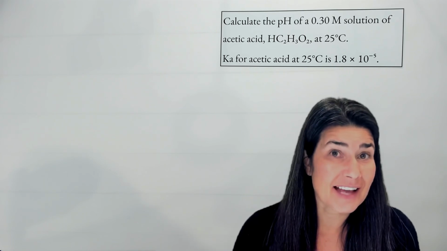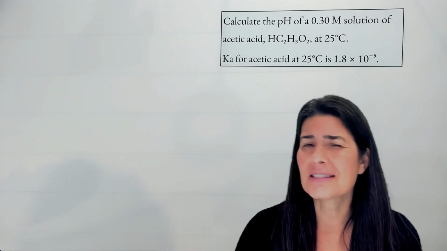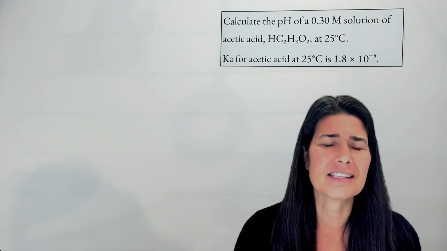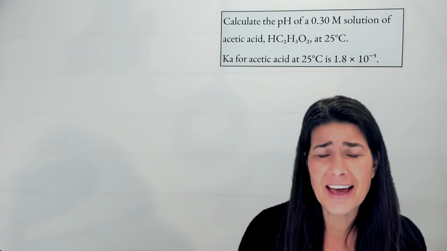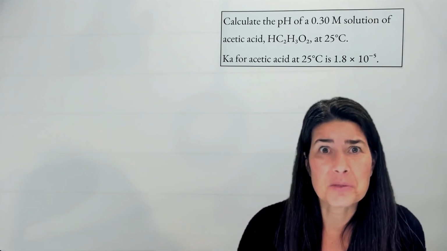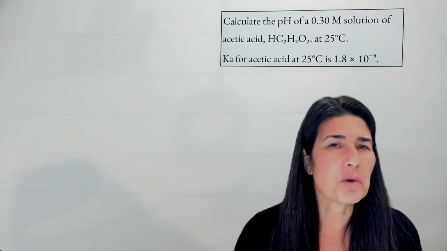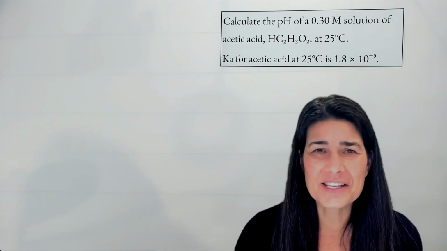It's clear that you have an acid. They told you you have an acid. And so you ask yourself, is this a strong acid? No, acetic acid is not a strong acid. It's a weak acid. Therefore, that's why they gave you the Ka. So the plan of attack, if you have a weak acid, put the acid in water, ice it with a Ka.